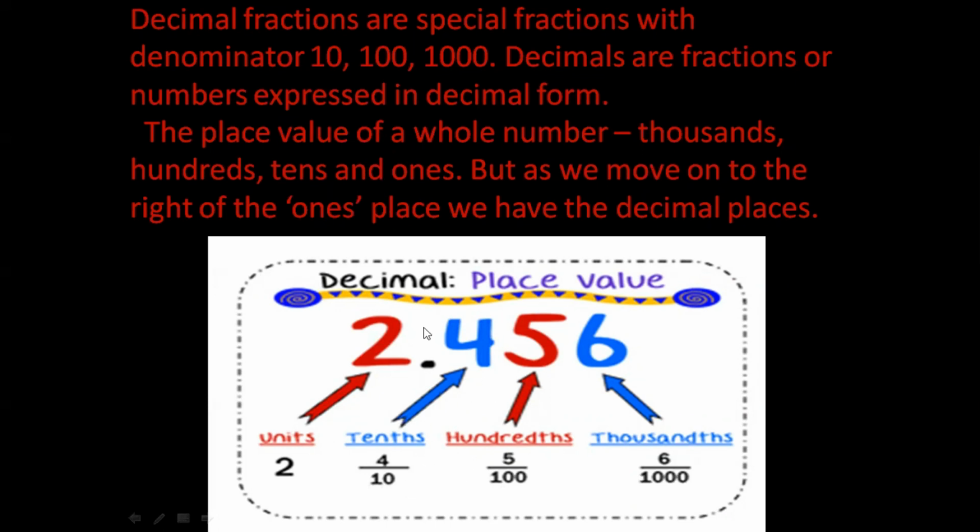The place values of a whole number are thousands, hundreds, tens and ones. Before the decimal point, that is the whole number, we have thousands, hundreds, tens and ones. But as we move to the right of the ones place, we have the decimal places. That is, 4, 5, 6 are called decimal places.